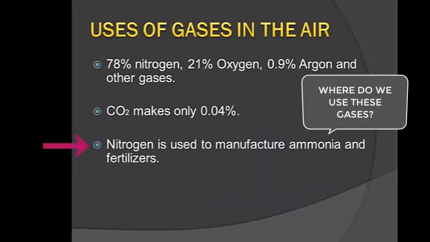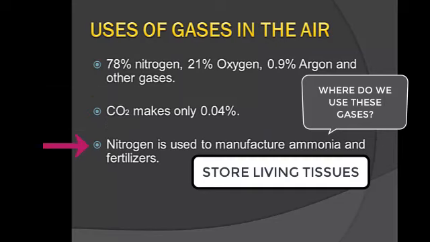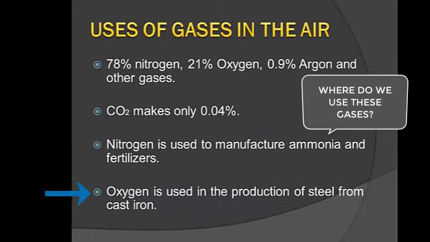Where do we use these gases? Nitrogen is used to manufacture ammonia and fertilizers. Other than that, it is used to store living tissues at low temperatures. Now, the biggest single use of oxygen is in the production of steel from cast iron. It is used to make torches to produce high temperature flames that cut and weld metal. In hospitals, oxygen cylinders are used to help people who have problems in breathing.